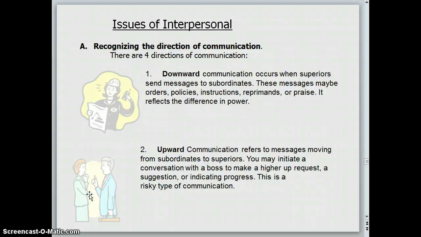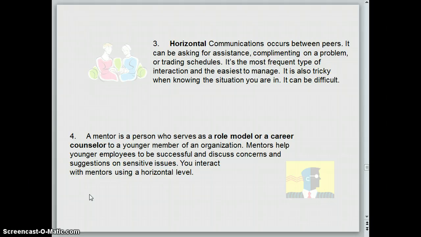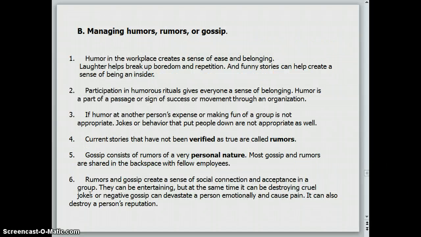Here are more issues of interpersonal relationship, and they go in depth. 4 directions of communication. Downward, when you're talking to subordinate. Upward, when you're talking to superior. Horizontal, which is communication that occurs between peers. And then also communication with a mentor or role model. Managing humor, rumors, or gossip.